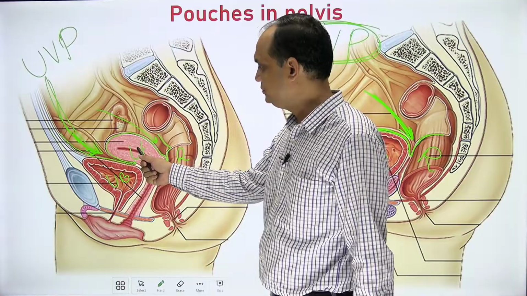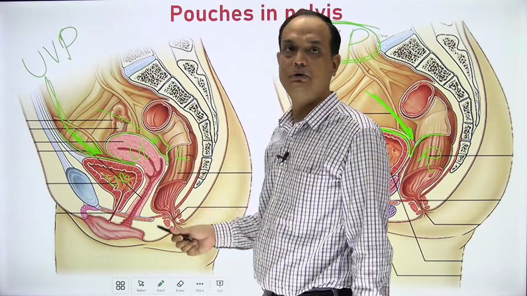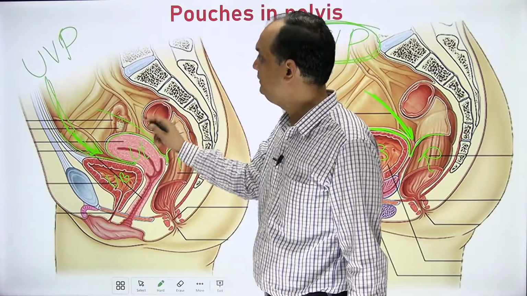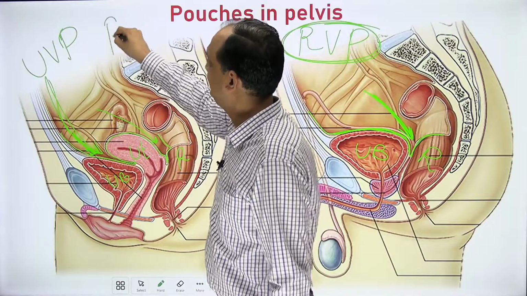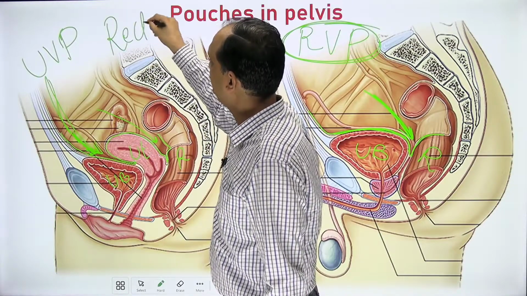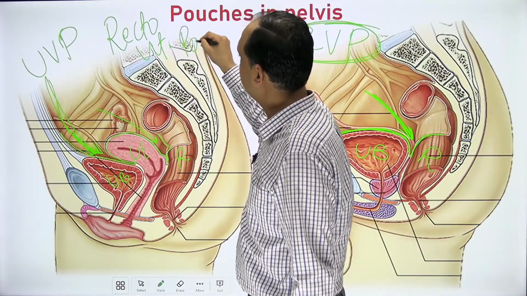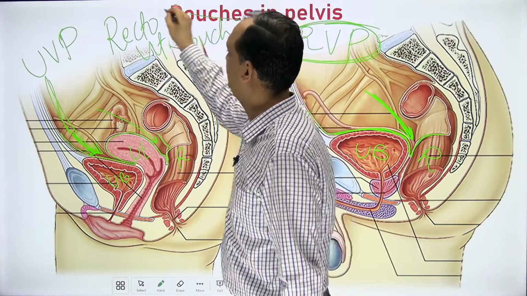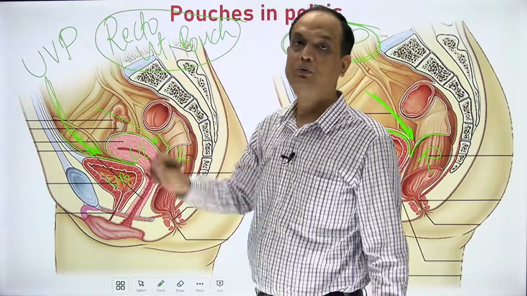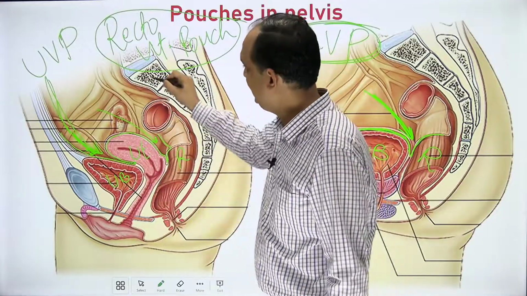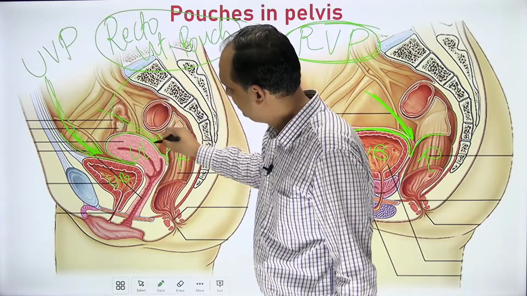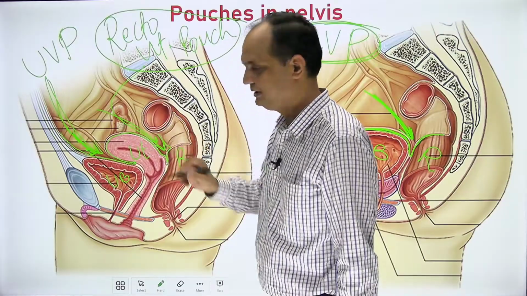Now the pouch which is posterior to the uterus is known as the rectouterine pouch. What is that? Rectouterine pouch. Now this rectouterine pouch is also known as the pouch of Douglas. What is that? Pouch of Douglas, and it is present here on the posterior side of the uterus.